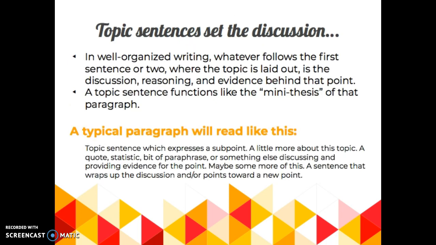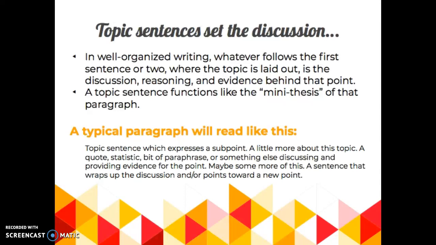So just as a recap, topic sentences really set the discussion. They guide paragraphs, which is another major cueing device. They help the paragraph be contained to just one specific topic, and they make sure everything within that paragraph relates back to the thesis. In well-organized writing, whatever follows that first sentence or two where the topic is laid out is the discussion, reasoning, and evidence behind that point. It's all related. In this way, a topic sentence functions like a mini thesis of a paragraph. It's a bridge between your evidence and your main argument so that all of your evidence, again, relates back to your thesis.